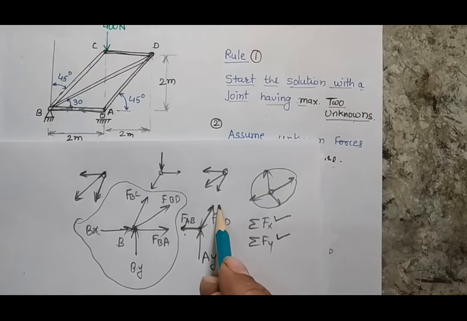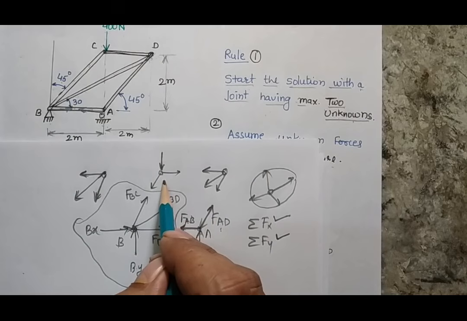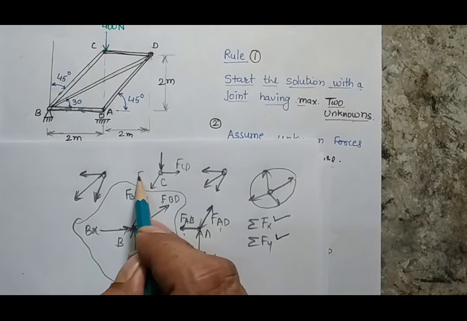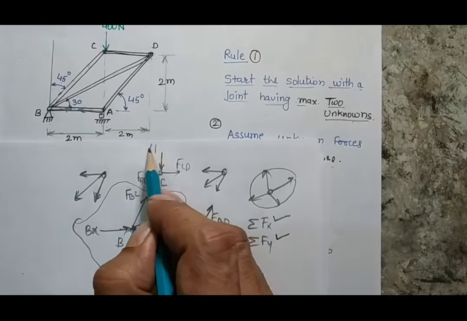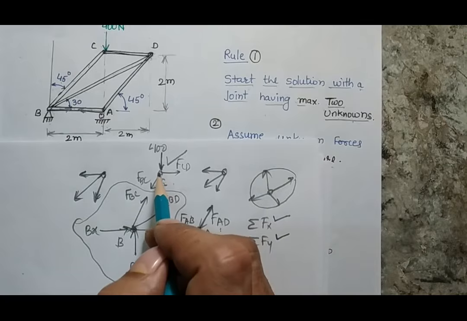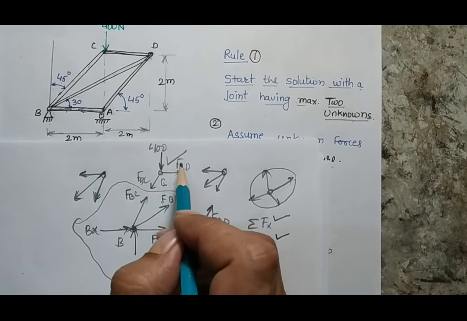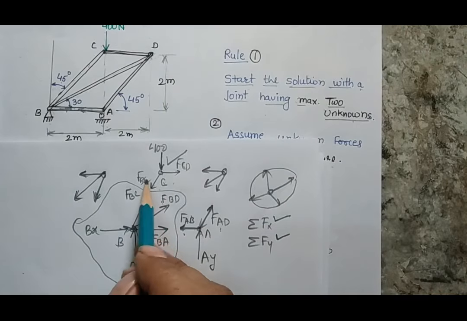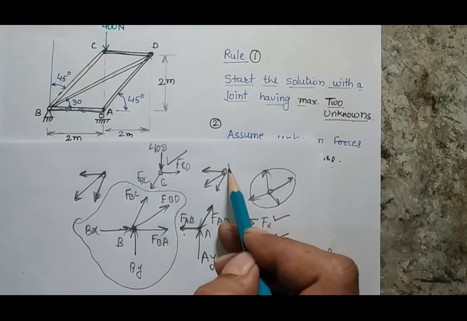If I try to start from point A, there are 3 unknowns. If I try to start at C, there is one unknown which is FCD, another unknown FBC, and a known force 400. Yes, this is the point from where I can start. If I start solving the problem here, first I will calculate these two unknowns by writing the equation of horizontal and vertical force balance.